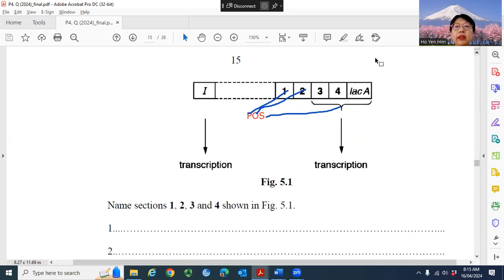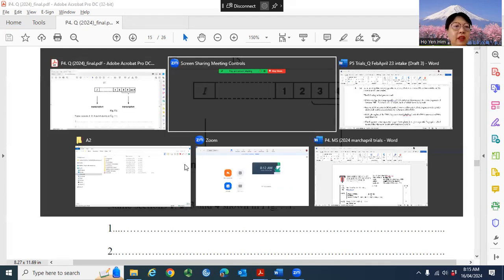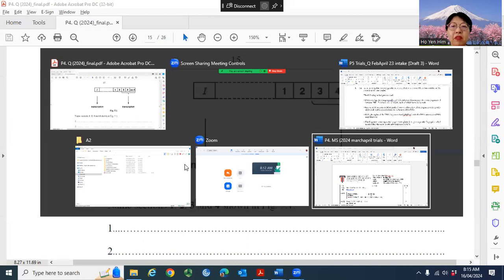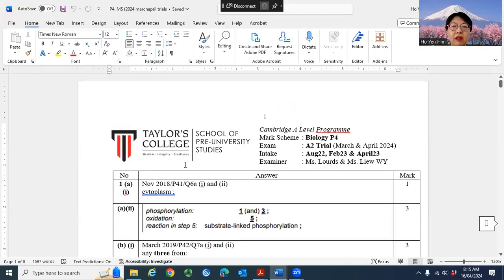Number 3 and 4 is the name of that particular gene. So the name of the particular gene is one. Where's my mark scheme? Here. Paper 4.